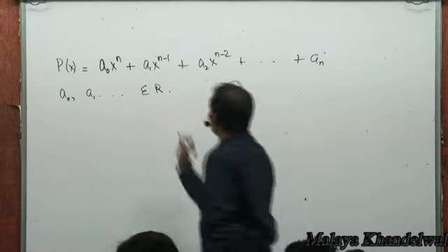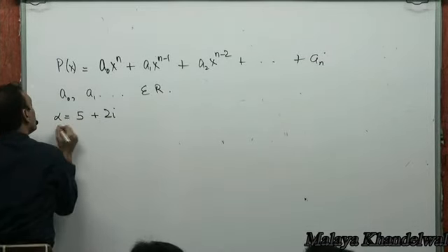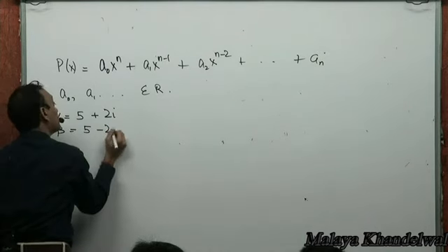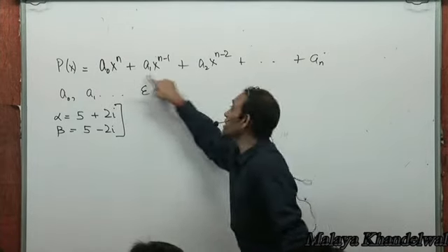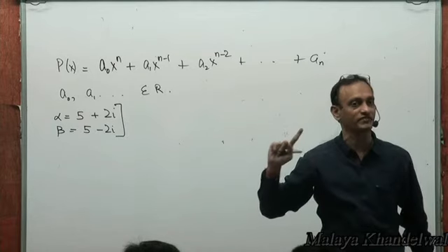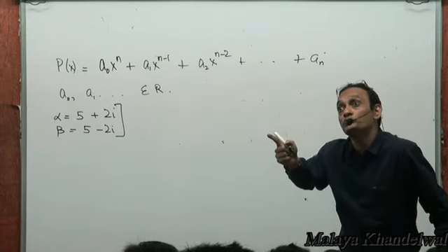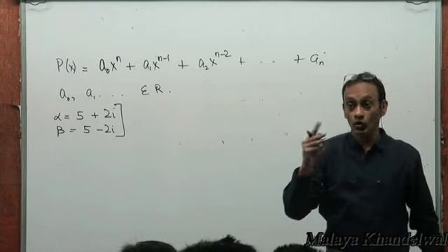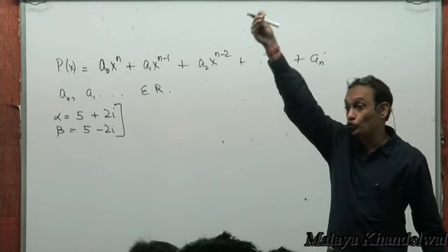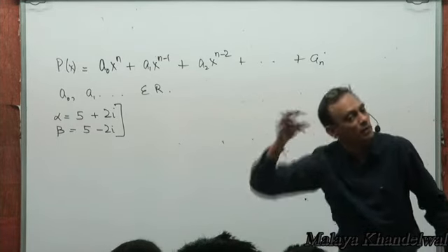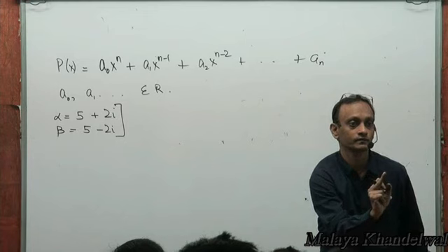Now, if this has a complex root 5 plus 2i, then it will also have a complex root 5 minus 2i. Complex roots will always occur in pairs. Complex roots of a polynomial whose coefficients are real numbers will always occur in pairs. We can establish that fact. We'll do that. Which means the number of complex roots of a polynomial with real coefficients must be even in number. A polynomial can have either 0 complex roots, or 2, or 4, or 6 complex roots, an even number of complex roots. It can't have an odd number of complex roots if the coefficients are real numbers.